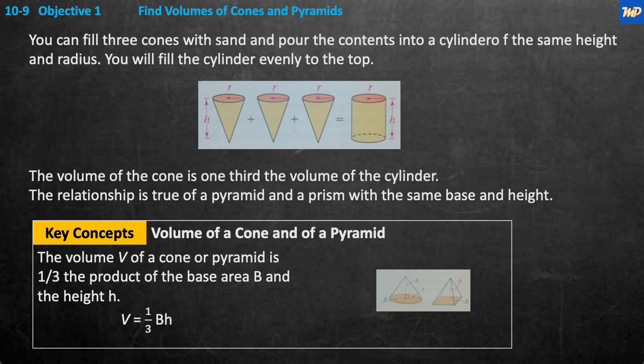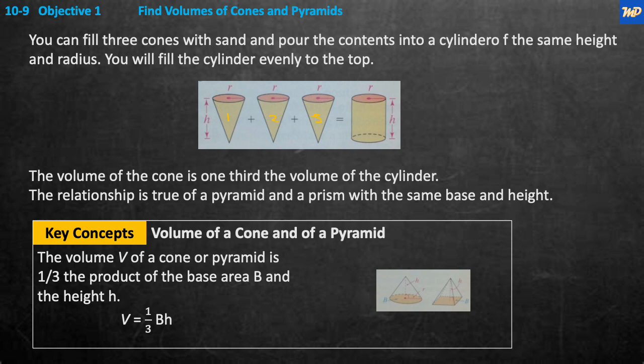Objective 1. Find volumes of cones and pyramids. You can fill 3 cones with sand and pour the contents into a cylinder of the same height and radius. You will fill the cylinder evenly to the top. So what is that saying? That says you have 3 cones. Here are the 3 cones. Cone 1, cone 2, and cone 3.